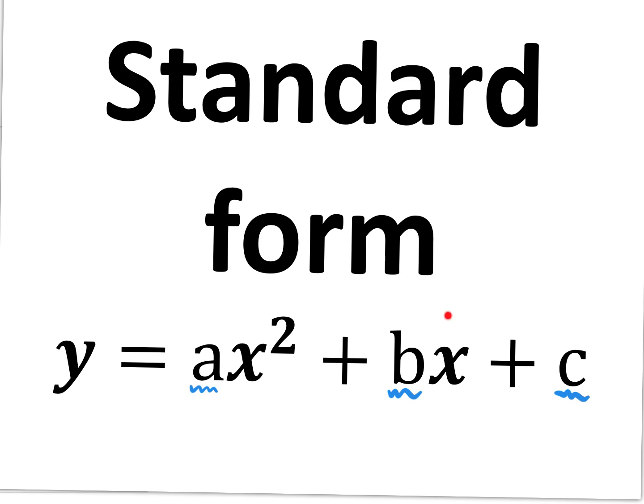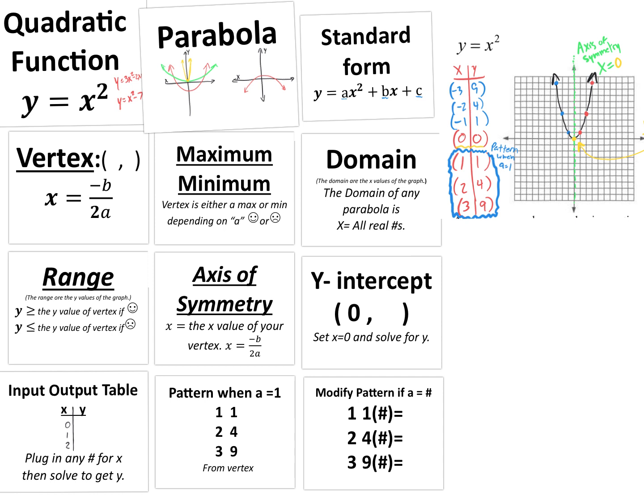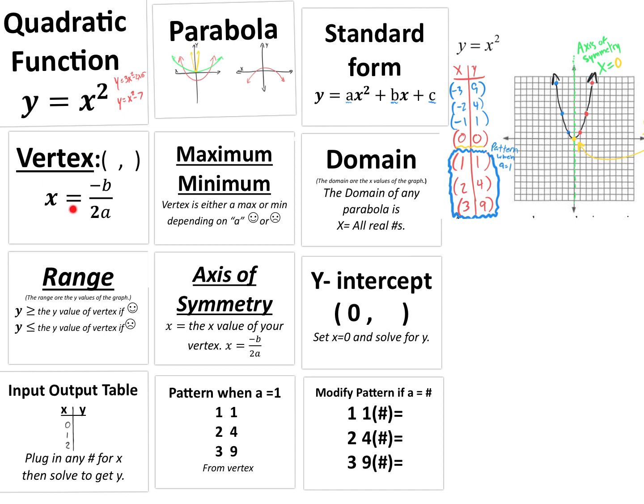What does the word form mean? The way it's organized. This is the way it's organized, standard form. A in front of x squared, b in front of x, and c without an x. So once you know A, B, and C, you'll be able to find things like the vertex. But before we even talk about how to find the vertex, what the heck is a vertex? The vertex is going to be a coordinate. It's the most important point on your graph. It's either the maximum value or the minimum value. It's the maximum point or the minimum point, depending on if the parabola opens up or down.